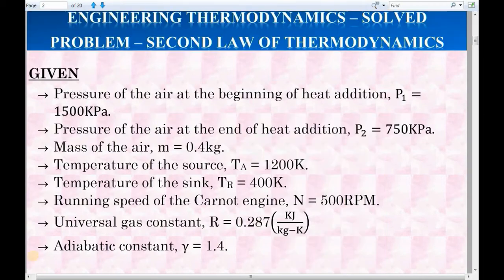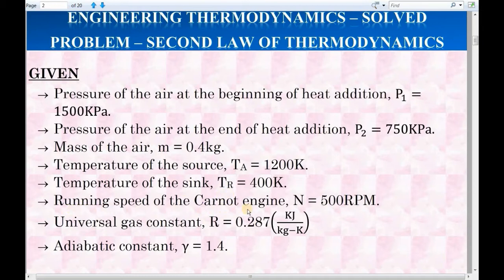Okay. Now I will list out the given conditions. The pressure of the air at the beginning of heat addition is 1500 kilopascal, which is taken as P1. The pressure of the air at the end of heat addition is 750 kilopascal, which is taken as P2. The mass of the air is 0.4 kg, which is taken as m. The temperature of the source is 1200 Kelvin, which is taken as Ta. The temperature of the sink is 400 Kelvin, which is taken as Tr.